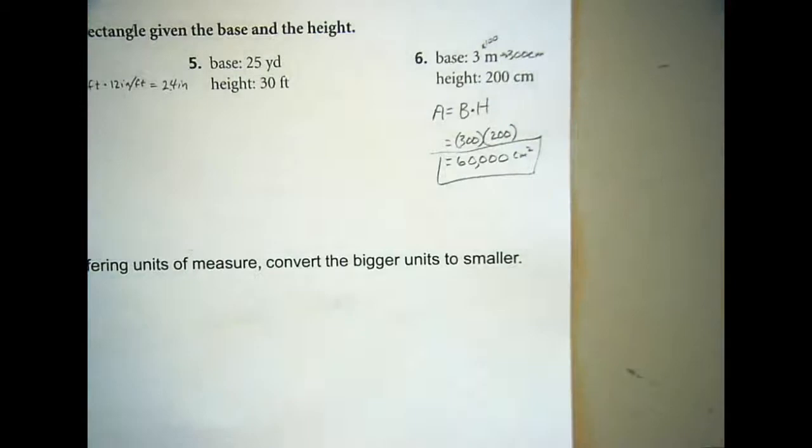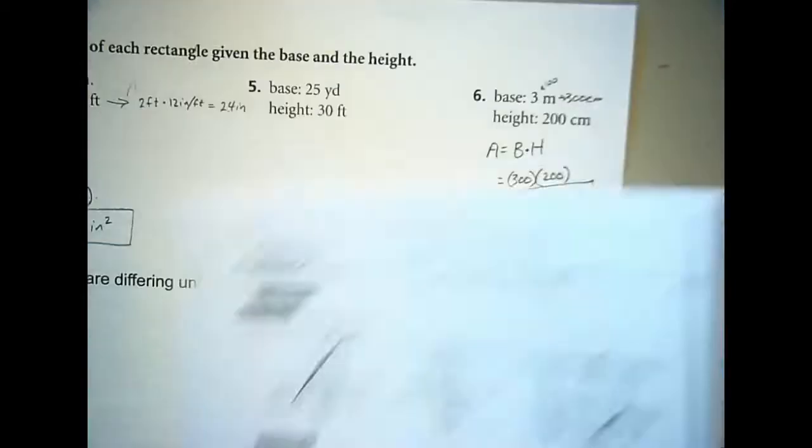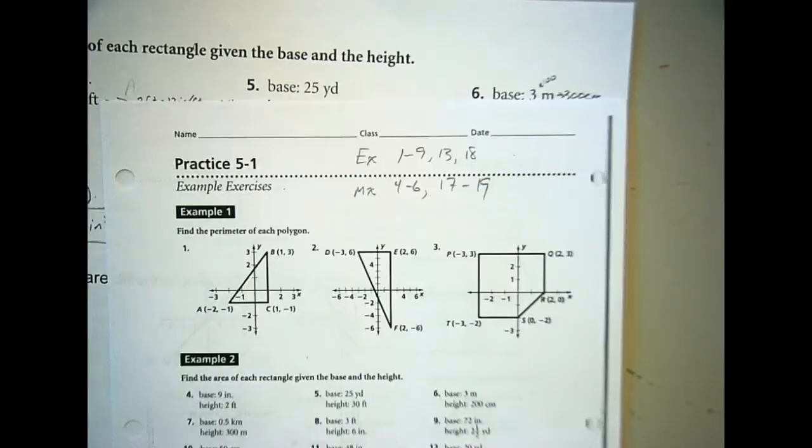Yeah. How many got it? Yeah. Your assignment. Write it down. Example 1 through 9 plus 13 and 18. Mixed 4 through 6 plus 17, 18, and 19. 17 through 19 on the mix. When you have on number 4.